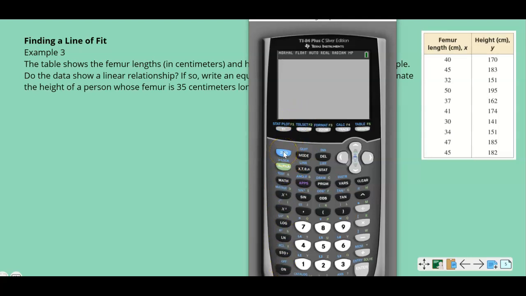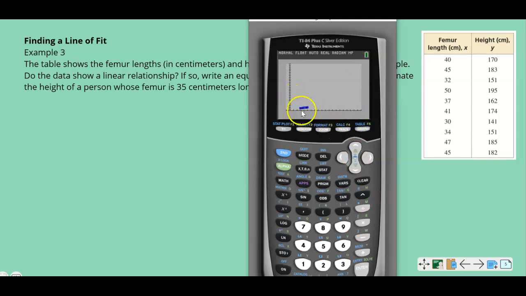So we need to do a scatter plot. So we're going to go to second Y and we're going to turn on stat plot. All right, this shows me that I'm going to have a scatter plot right here. So I hit enter, and then when I hit graph, it should show those points on there.